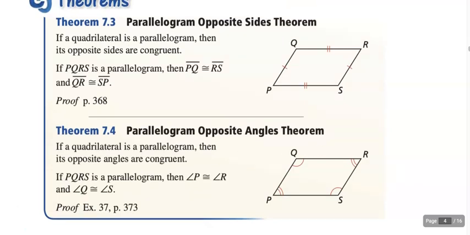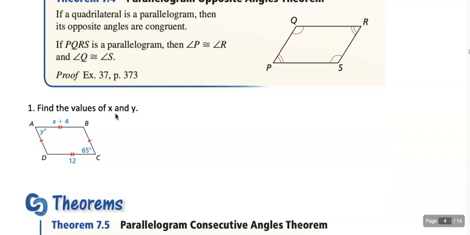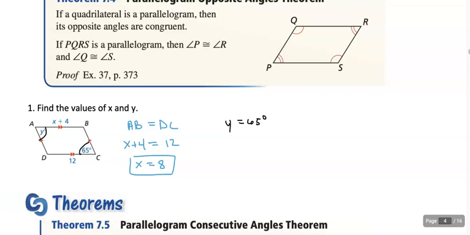Alright, let's take a look at the problem. Here's one that you'll see. Find the values of x and y. We have sides AB and DC. AB is opposite DC, so AB is equal to DC, because they're congruent, so they're equal to each other. Therefore, x plus 4, which is AB, is equal to 12. Subtract 4 from both sides, and we get x is equal to 8, and that's how we solve for x. Y is even easier. Opposite angles are congruent, so y is equal to 65 degrees, nothing more there.